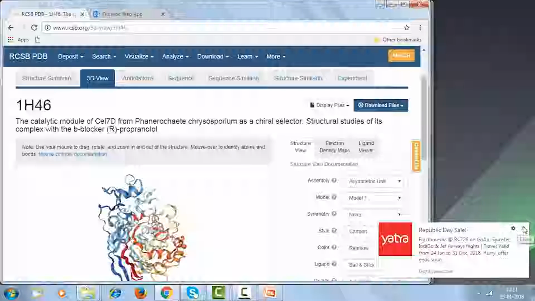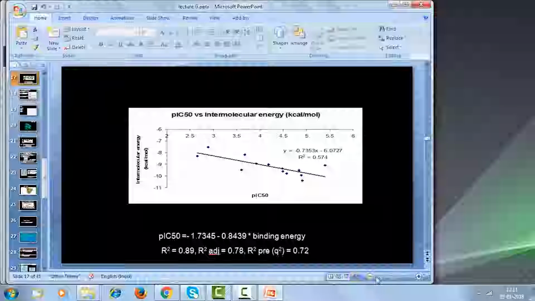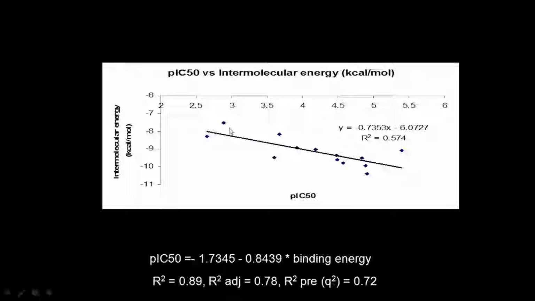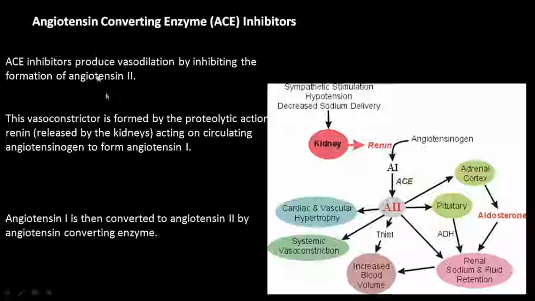Once we dock all these drugs to the active site, we plot the pIC50, which we got from the literature, against what we call the intermolecular energy or binding energy or interaction energy. Again, we see a nice correlation: more negative, better is the activity; less negative, less is the activity. So very nice.